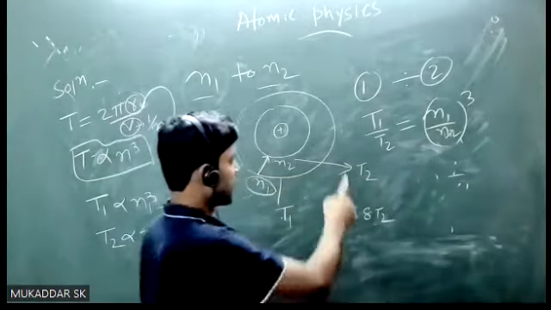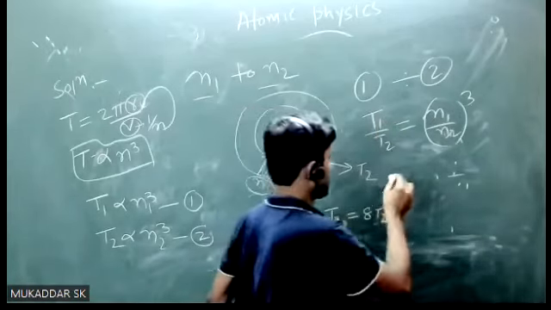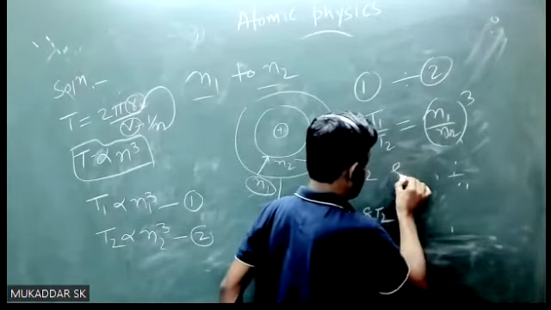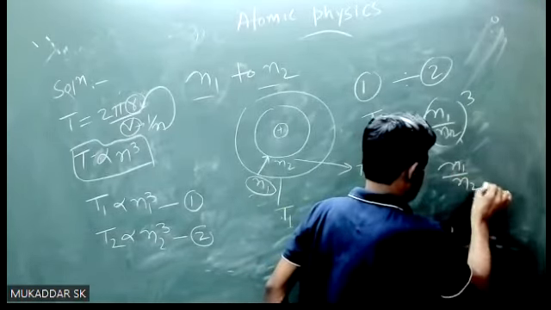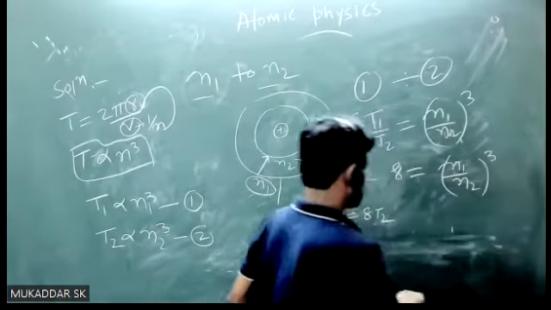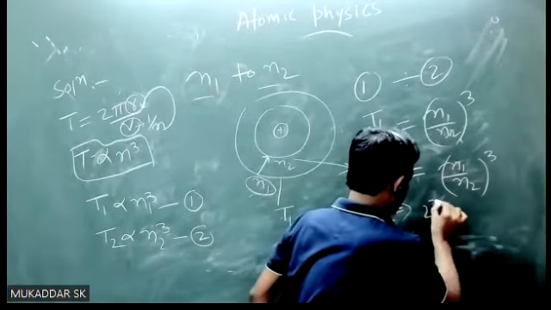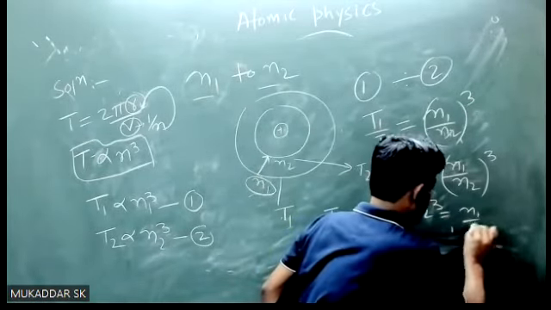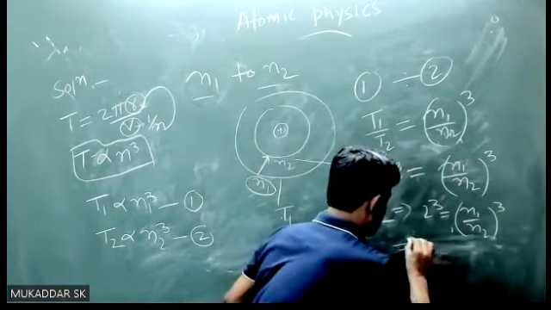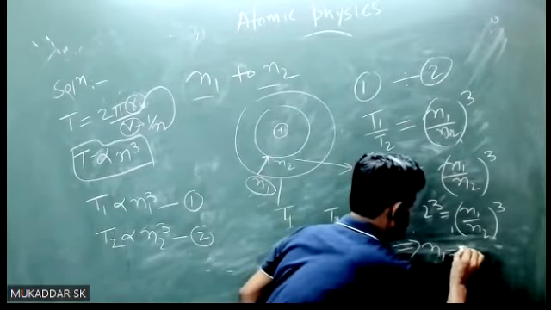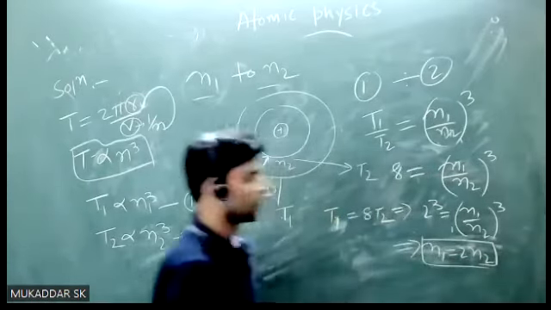Okay. And from the given data, T1 is 8 times T2, right? T1 is 8 times T2. So if you substitute it, you will get 8 equals n1 by n2 whole cube. Okay. So 8 means 2 cube equals n1 by n2 whole cube. So it means n1 equals twice of n2. So this is the relation between n1 and n2.